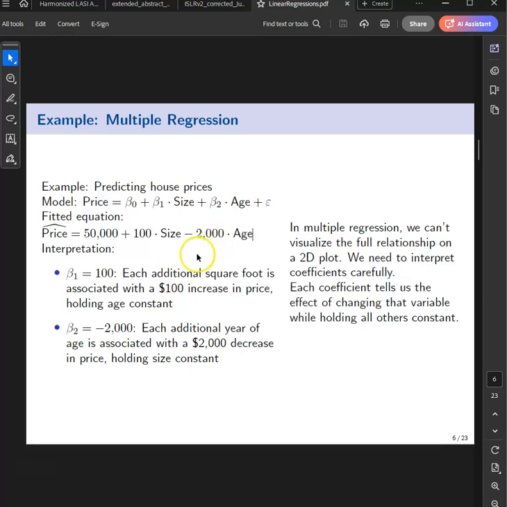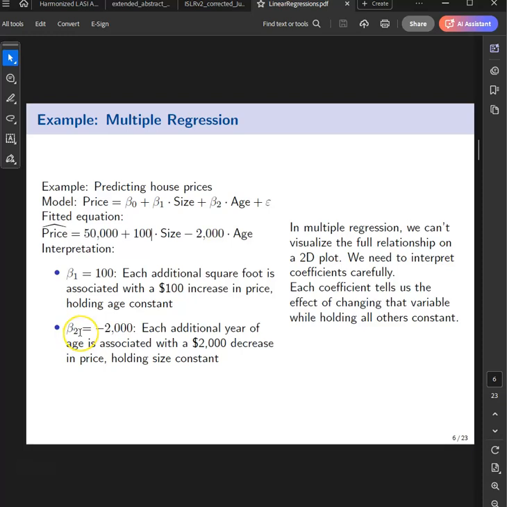So in other words, if we increase the size of the house by 1 extra square foot, then according to this model, we can predict the price to go up by $100 on average, assuming the age does not change.